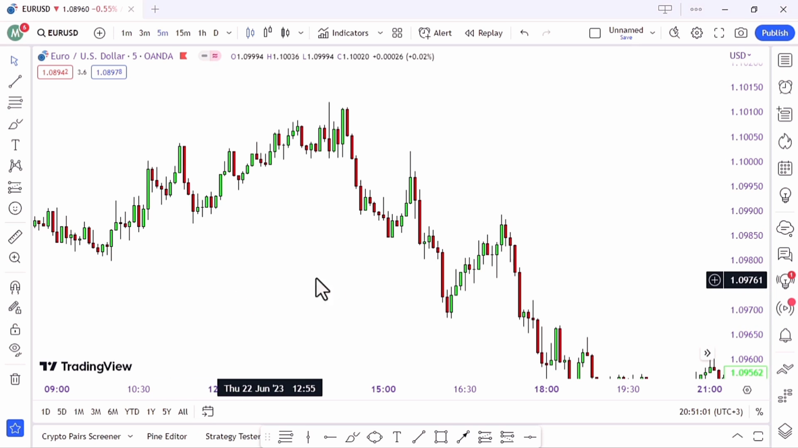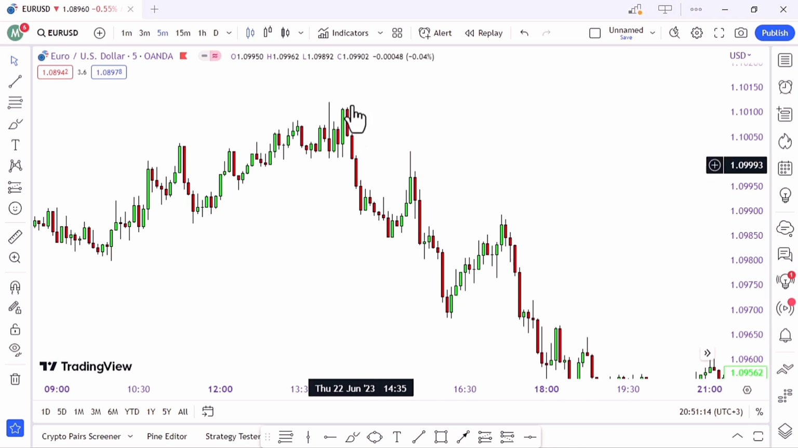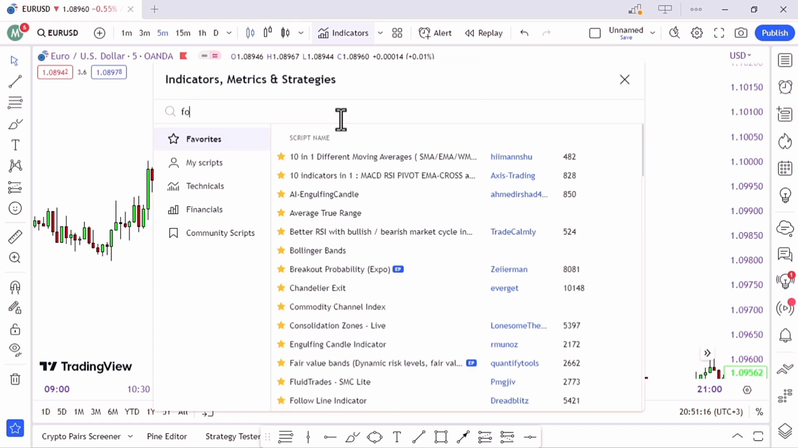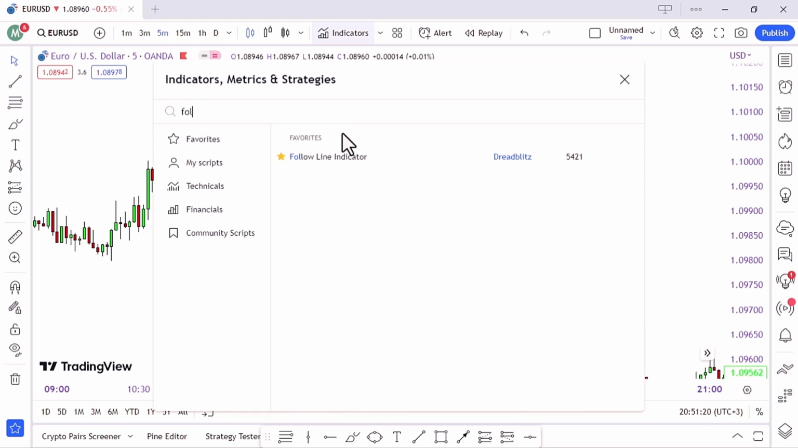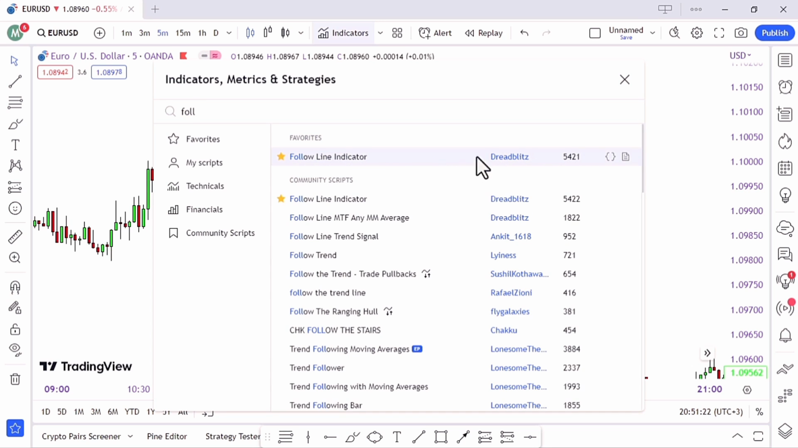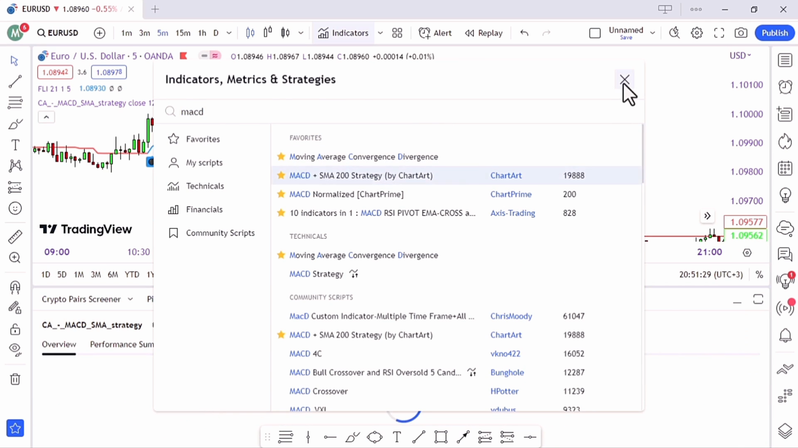So we're currently on the indicator selection and this is Euro to USD on 5 minutes chart. It doesn't matter, you can trade on any other strategy, any other market, any other pair. It's up to you. Let's build a simple trading strategy using only 2 indicators. For the first tool, let's add the follow line indicator. The one that you're looking for is this one by Dread Blitz. For the second tool, let's search for MACD plus 200 SMA strategy. The indicator was created by ChartArts.